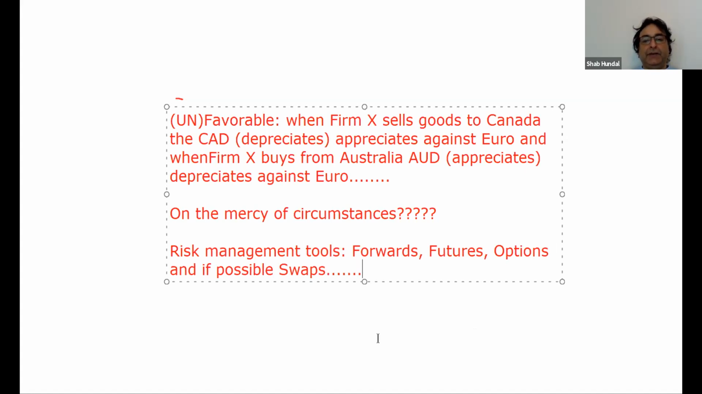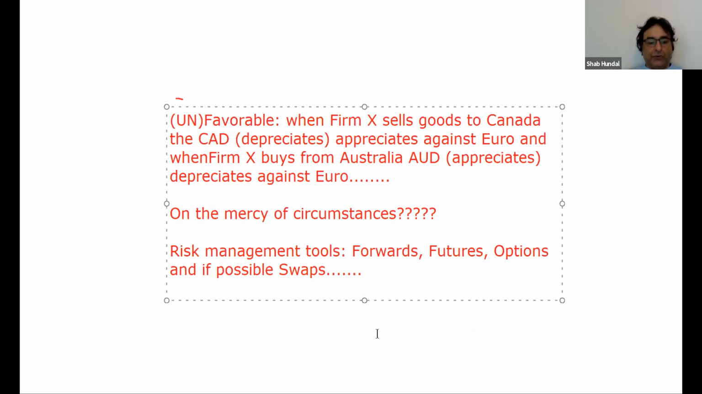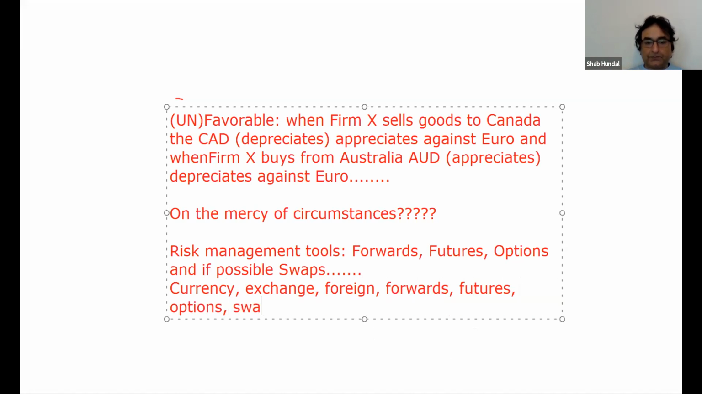So once again, I repeat: make sure that your company has enough Forex links. How do you know? Just use some search words. For example: currency, exchange, foreign, and then you can also use these words: forwards, futures, options, swap. So try to find out, and then you will know about your company.